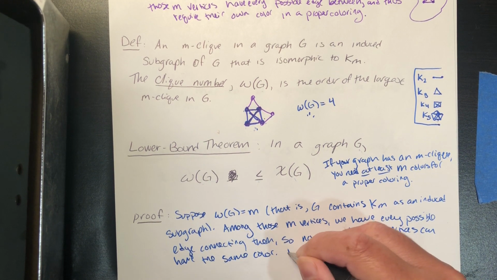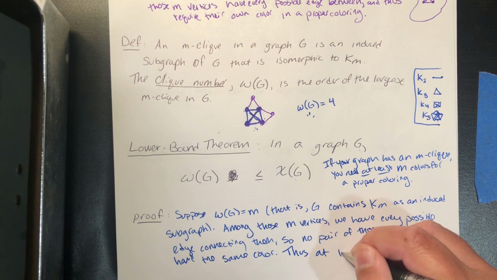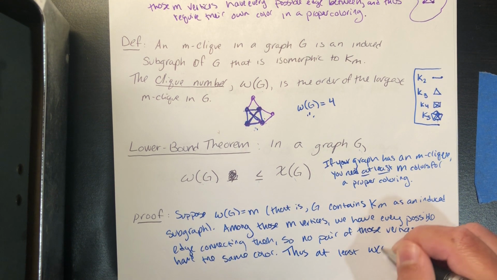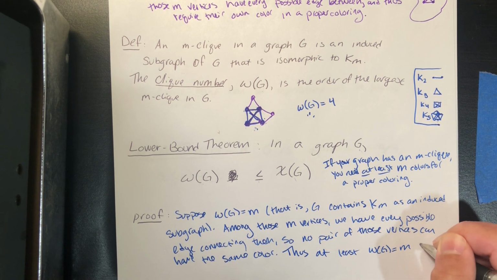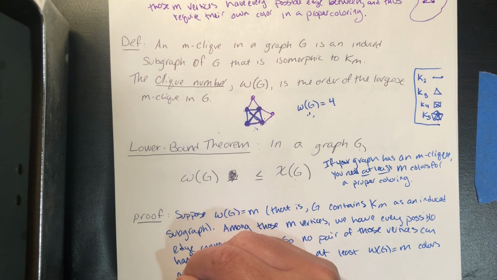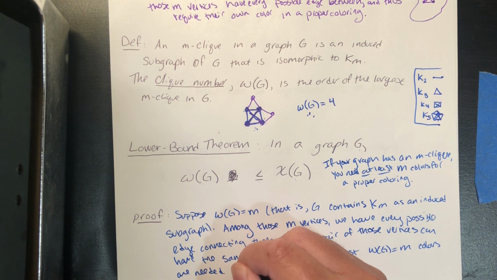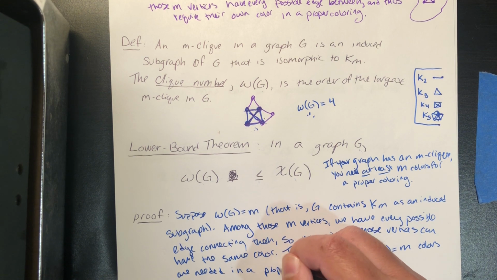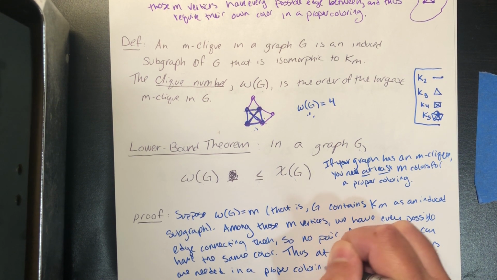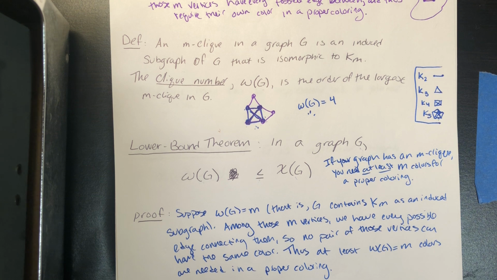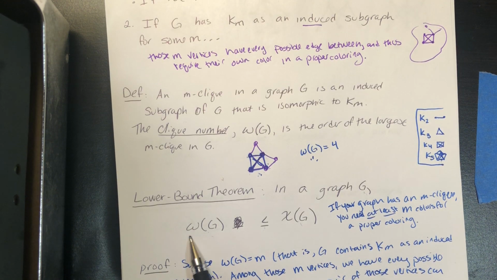Thus, at least omega of g, or m, many colors are needed in a proper coloring. This gives you a starting place, right? And it gives you a way of trying to prove in general that the chromatic number of the graph is a certain thing, because it's saying, well, I know it can't be any less than this. And so if you can prove, for example, that it's possible to do it in that many colors, then you're done, right?